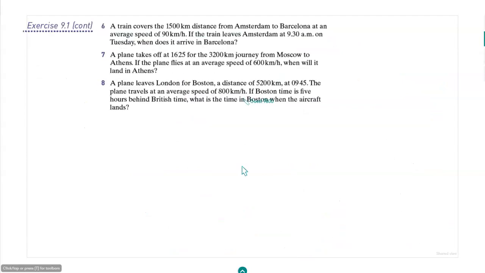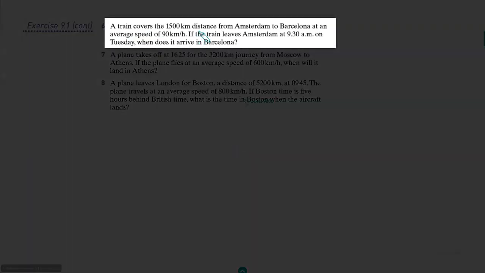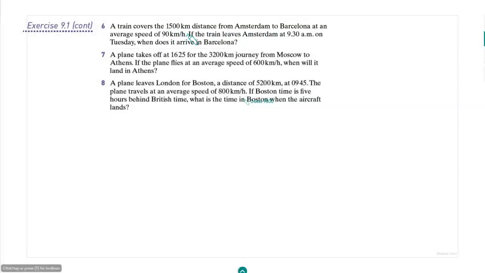How about this one? A train covers the 1,500 km distance from Amsterdam to Barcelona at an average speed of 90 km per hour. If the train leaves Amsterdam at 9:30 a.m. on Tuesday, when does it arrive in Barcelona? So the time will be distance by speed. So here it is 1,500, right? Speed is 90, right?